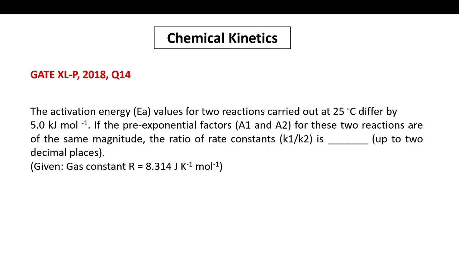So what they have given is the difference of activation energy between the two reactions, the temperature is given, they have mentioned that the pre-exponential factor for both reactions is the same, and what they want us to find is the ratio of the rate constants of the two reactions. They have also mentioned the gas constant. Okay, so what will be the solution?